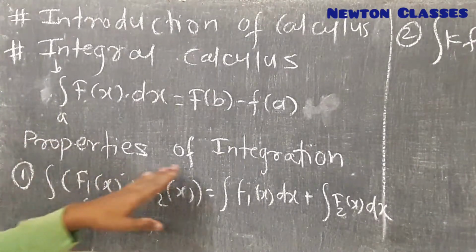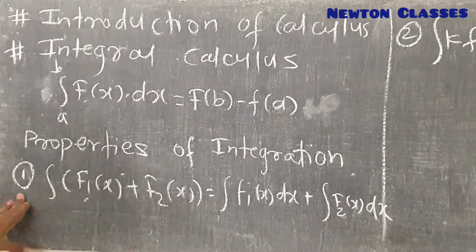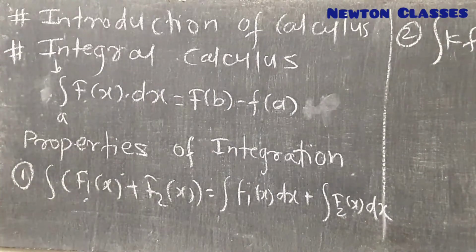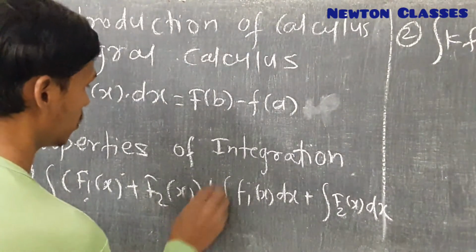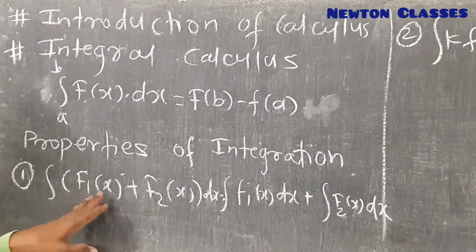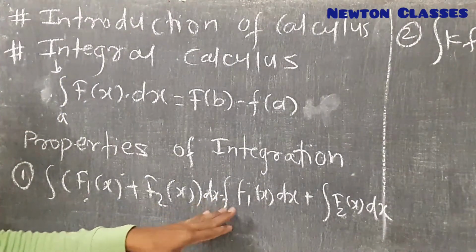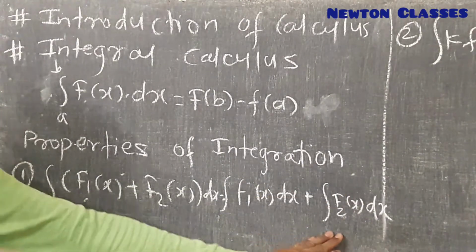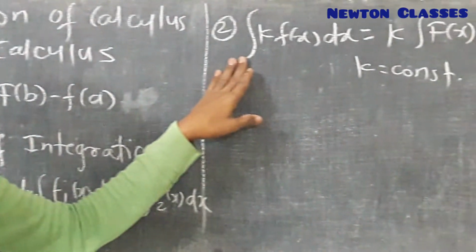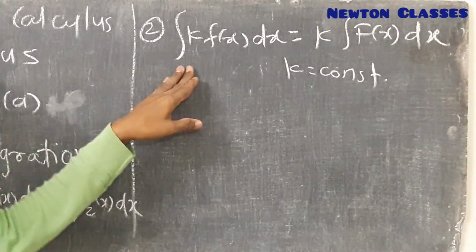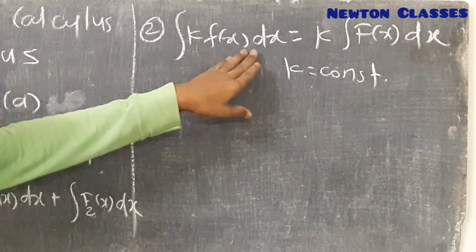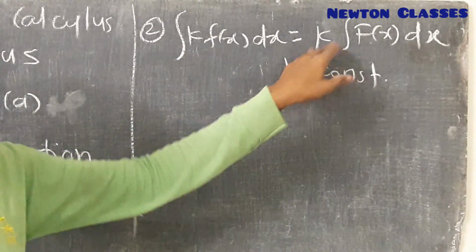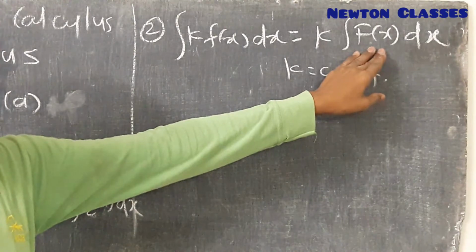Now, there are some properties of integration. The first property is, if there is an addition of two functions and we have to find the integration with respect to x, that is, integration of f1 of x plus f2 of x with respect to x, it is equal to the integration of the first function plus the integration of the second function. The second property is, if we have to find the integration of a constant into a function of x dx, then we will write this constant outside the integration and just find the integration of this function with respect to x.